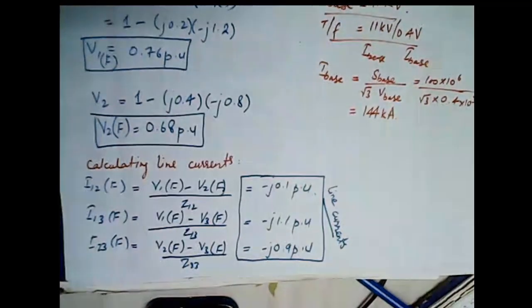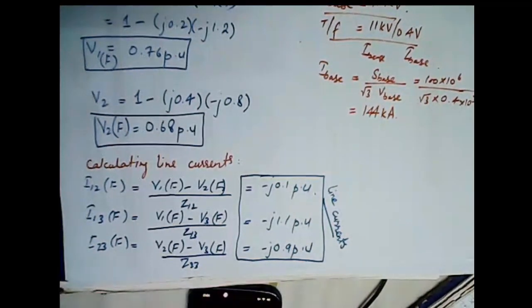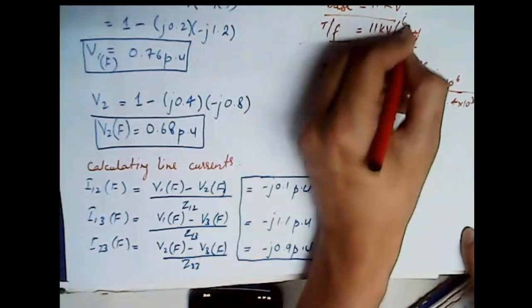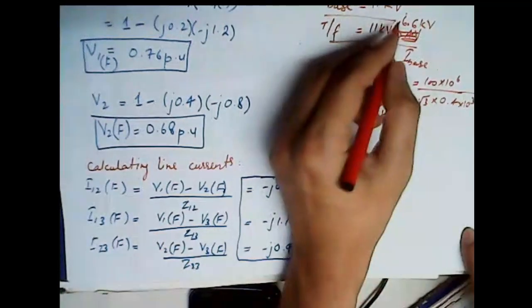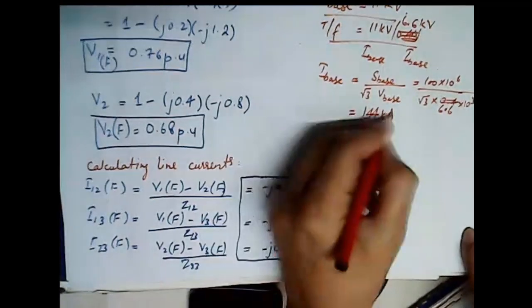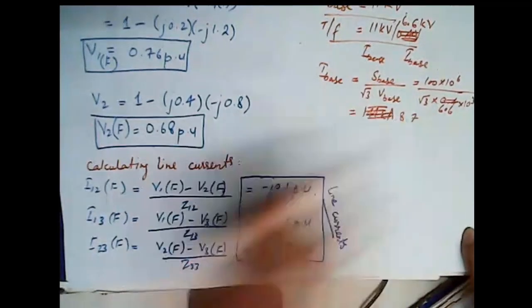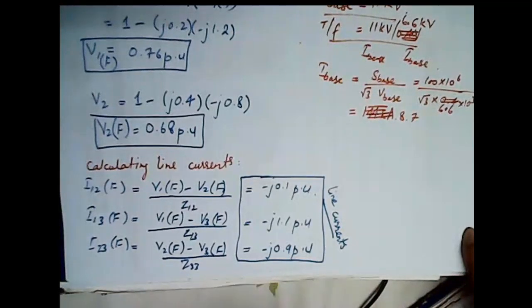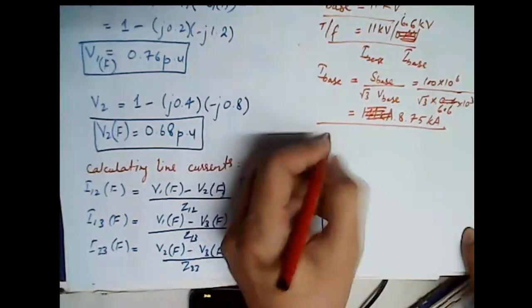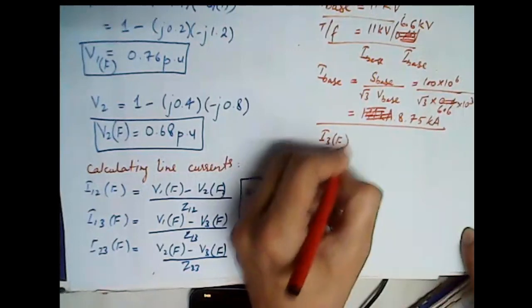Just let me recheck the calculations. Okay, so this value of current is sort of unrealistic because we do not have circuit breakers of 300 kiloamperes. So in order to make it more realistic, I am considering the voltage ratio as 11 kV by 6.6 kV. So this will give me the value of current as 8.75 kiloamperes, right?